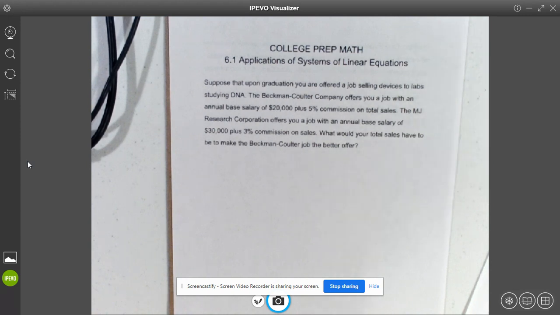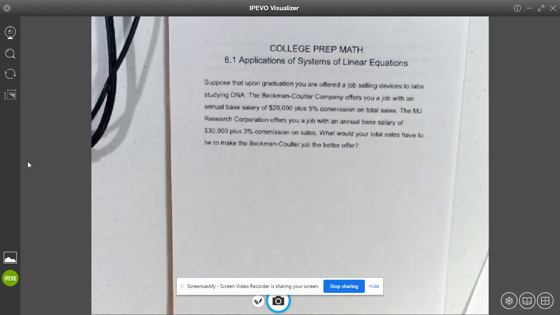It says, suppose that upon graduation, you're offered a job selling devices to labs studying DNA. This first company, the Beckman Coulter Company, offers you an annual base salary of $20,000 plus 5% commission of your total sales. The other company, the MJ Research Corporation, gives you $30,000, but they're only giving you 3% commission. So what would your total sales have to be to make the Beckman Coulter job the better offer?